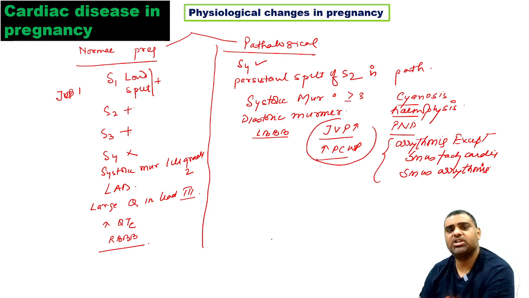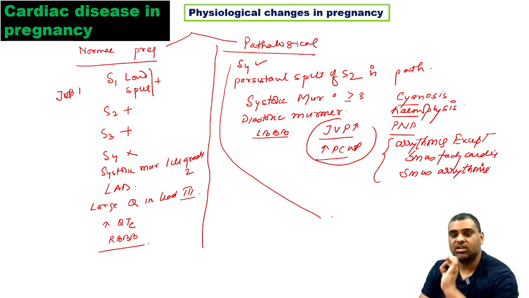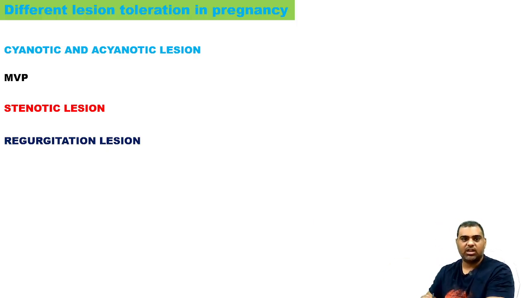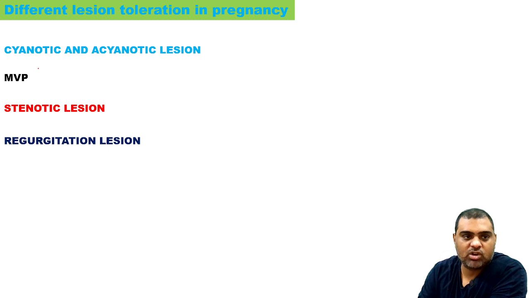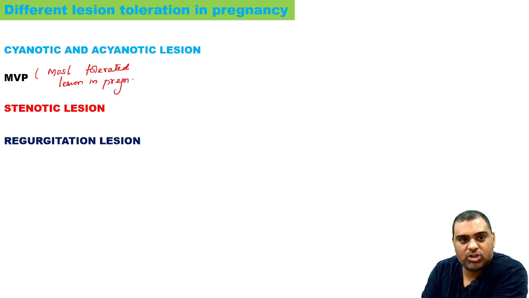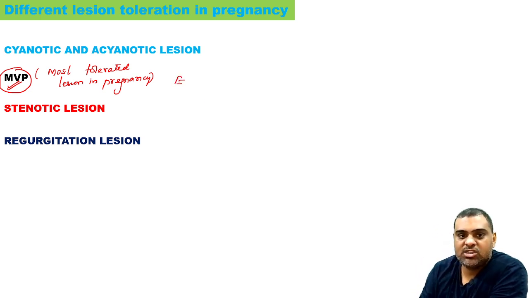Okay. So this you have to understand, what are the pathological things. By this you can easily diagnose whether this lady has a cardiac problem or not. Now, different lesion toleration. We can have cyanotic and acyanotic lesions. If they ask you which is the most tolerated lesion in pregnancy, your answer will be MVP, that is mitral valve prolapse. And if they ask you the least tolerated, then your answer will be Eisenmenger syndrome. This is the least tolerated.